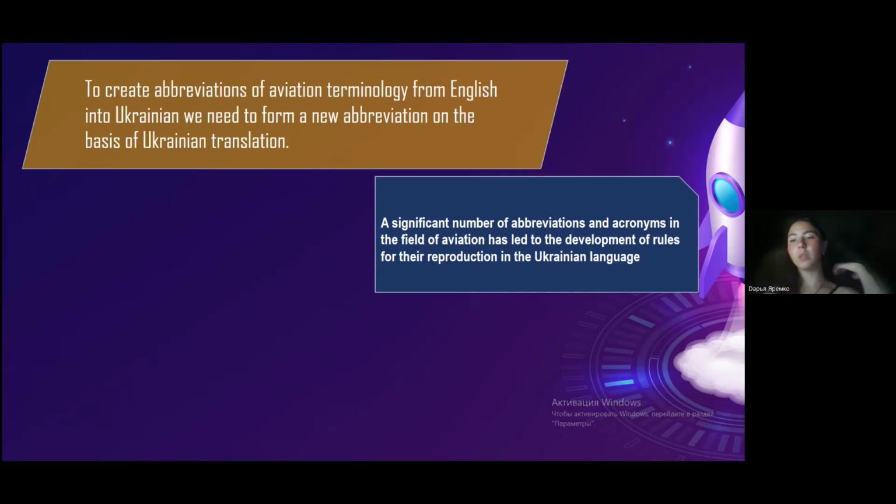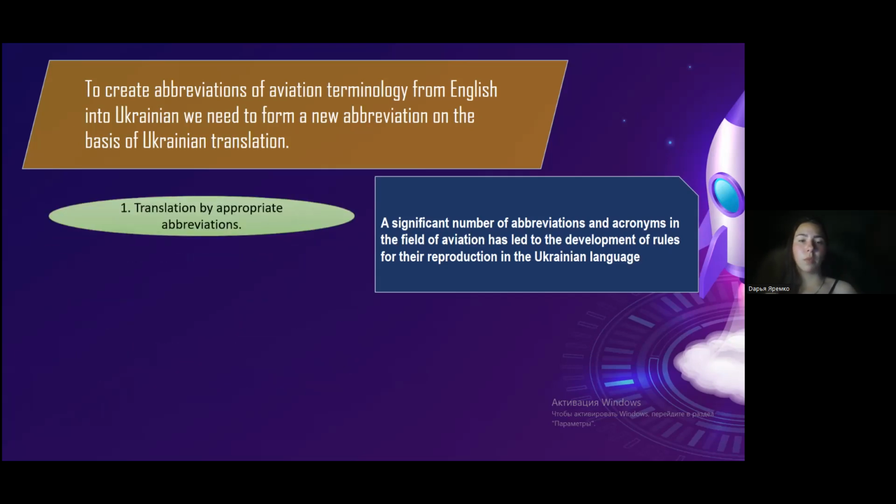For example, the following abbreviation: VFR, Visual Flight Rules. In Ukrainian, it has an equivalent ПВП, Правила візуальних польотів. A significant number of abbreviations and acronyms in the field of aviation has led to the development of rules for their reproduction in the Ukrainian language. The first one, translation by the appropriate abbreviation. The second one, translation into a corresponding form of the word or phrase.